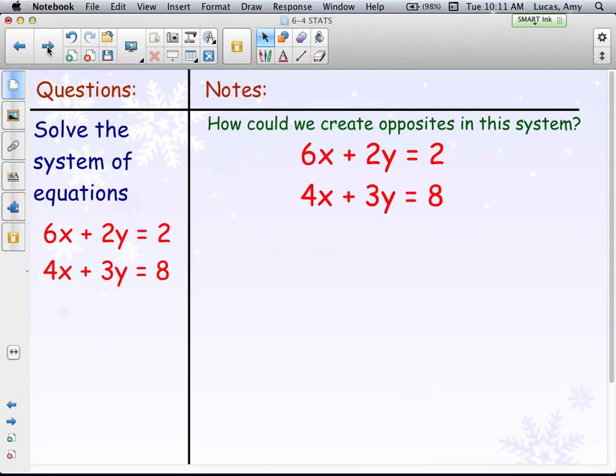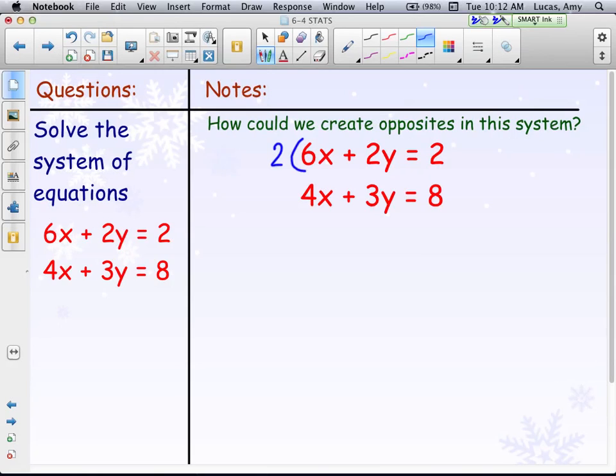We have one more equation that is like the last one, where it's going to be a little bit more work to create opposites. 6x and 4x, 2y and 3y, one of them is not a factor of the other. On this one though, I can do something a little bit different. I don't necessarily have to use the 2 and 3 like I did on the last one and reverse them. 6x and 4x I could turn into 12s. So it's kind of like you're looking for the least common multiple of the two numbers. The least common multiple of 4 and 6 is 12.